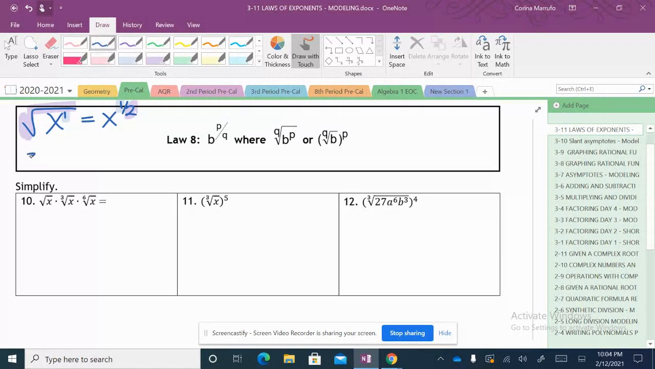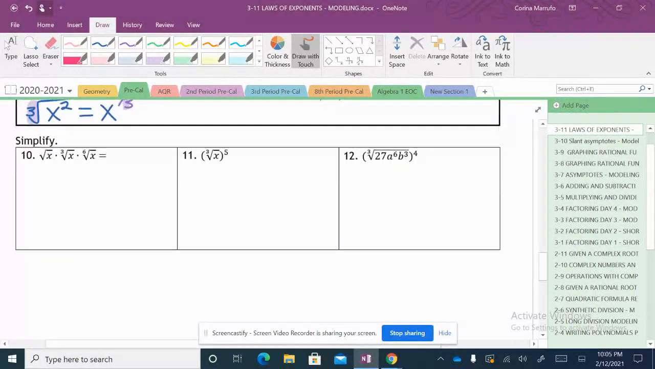Okay, so for example, if we had the cube root of x squared, we would have x to the power, since it's squared, the 2 would go on top. And then since you're taking the cube root, the 3 would go on the bottom. So it'd be 2/3. Okay, so that's what this is saying.